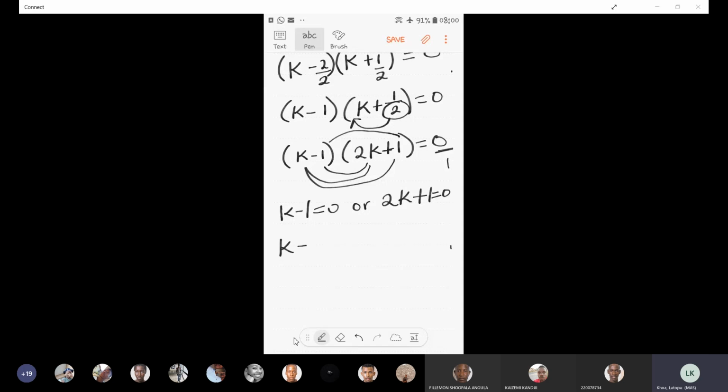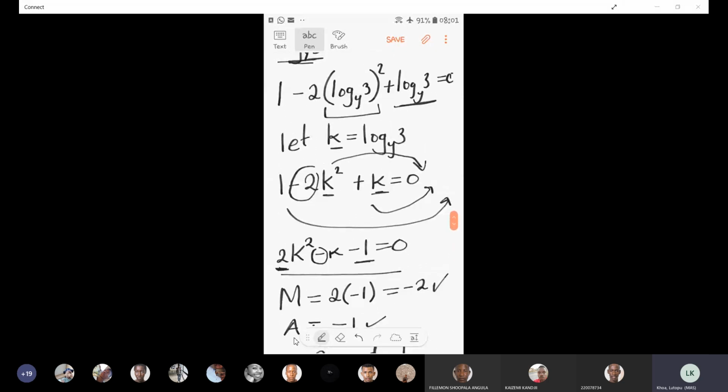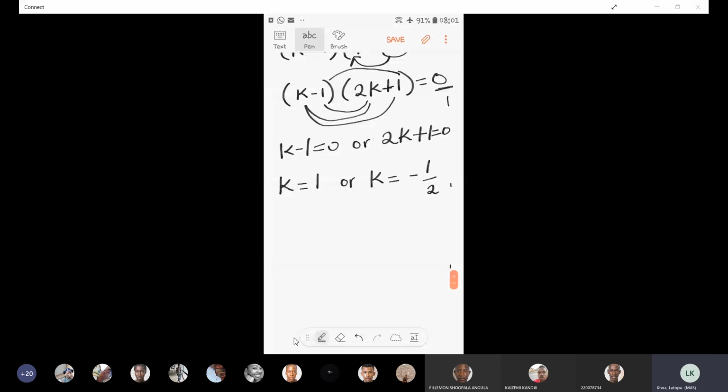Then I have k is equal to 1 or k is equal to minus a half. Now I have to scroll up and see what I said k is. K is over here. So this is log base y of 3. Okay, so I have log base y of 3 equal to 1, or log base y of 3 equal to minus a half.